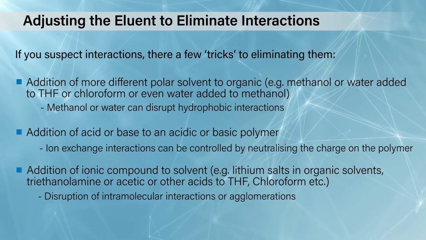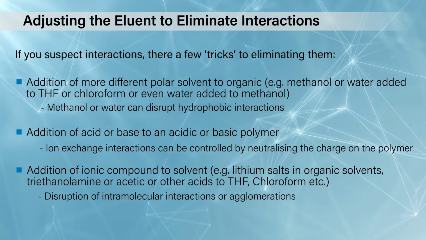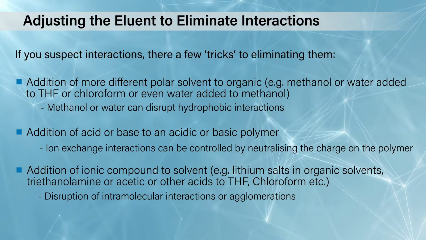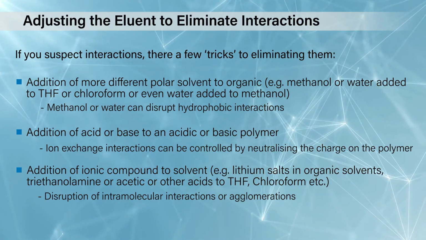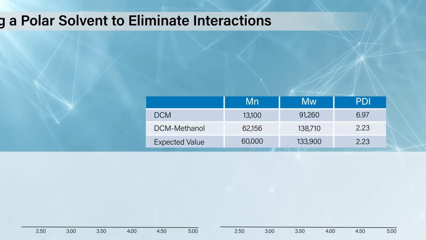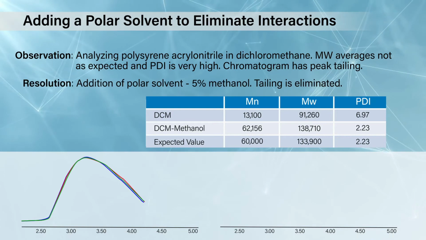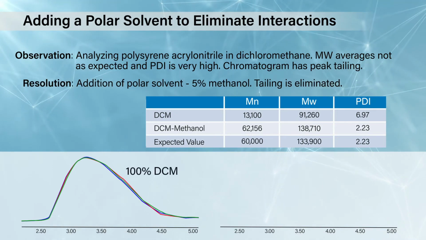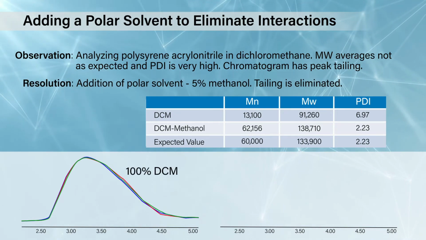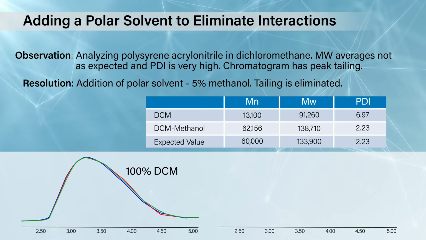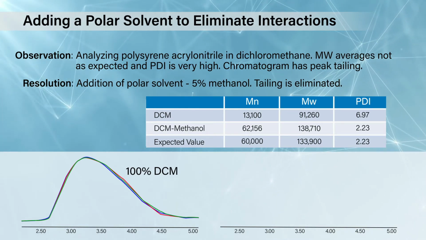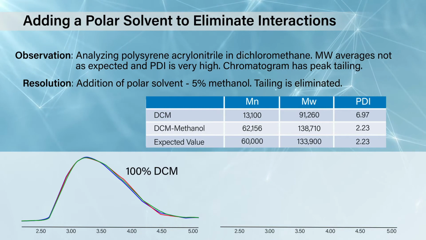And they're going to disrupt the intramolecular interactions or the agglomerates that we just mentioned. So there's a couple of examples. Here's a case of 100% DCM, and we have our chromatogram. Already you can see that the traces aren't very well overlaid. This is indicative that something untoward is happening.